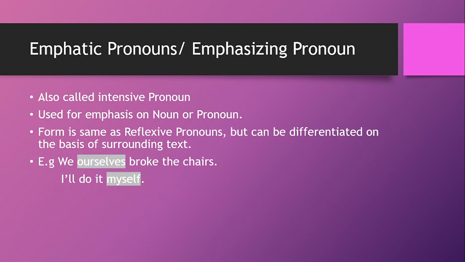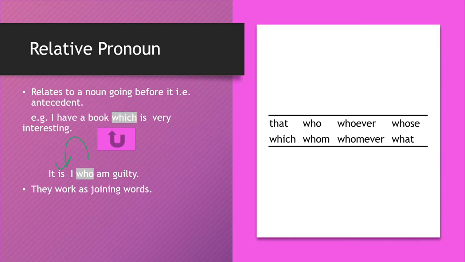But if I say we ourselves broke the chairs, and I eradicate ourselves, the sentence would be: we broke the chairs. Ourselves is omitted, but the sentence still gives the complete meaning that we are the ones who have broken the chairs. Got it?